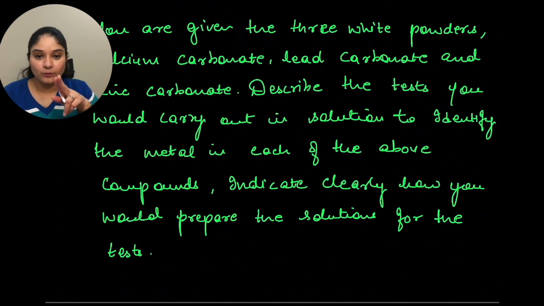Then for lead carbonate, you will dissolve it in nitric acid. Now in this solution, you can add ammonium hydroxide. You get a white PPT which is insoluble in excess.